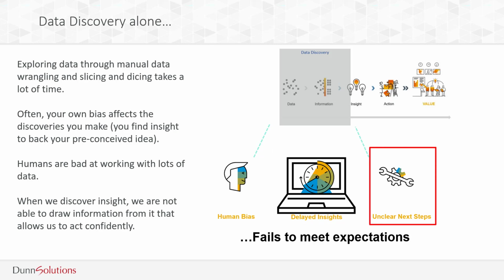And finally, unclear next steps. Even if we're able to discover insight, we're not able to draw information from it that allows us to act confidently. The next best steps to take action are often still determined by human intuition or gut feel. So, machines do it better.